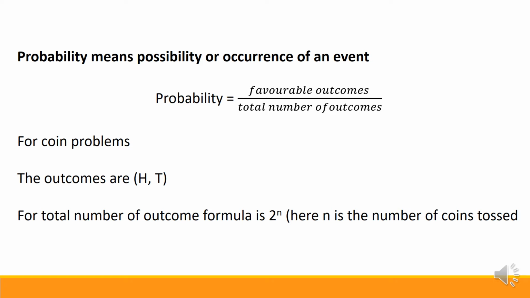So for coin problems, the outcomes are heads and tails. The total number of outcomes formula is 2 power n. If we are tossing 10 coins, the total number of outcomes will be 2 power 10. So here n is the number of coins tossed.